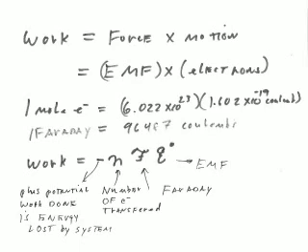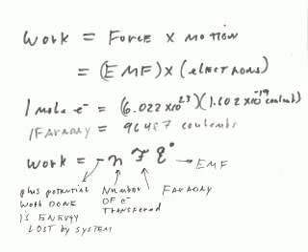Well, work requires force and something moving because of the force. The force we're getting, of course, is just simply the electromotive force, that is the epsilon of the cell, the potential difference. And what's moving because of it? Well, the electrons are moving. And so what's moving is the charge.